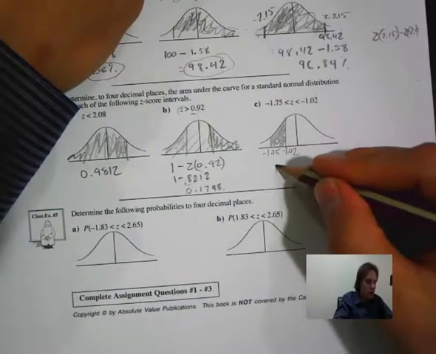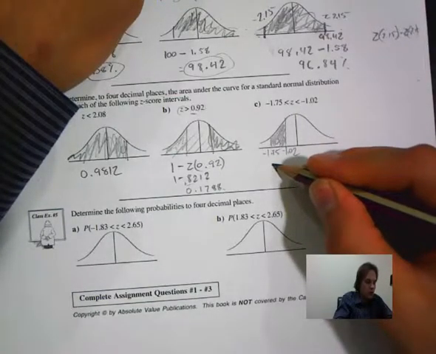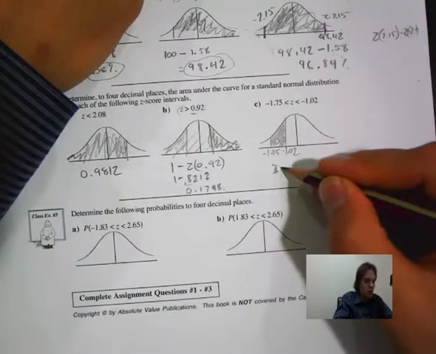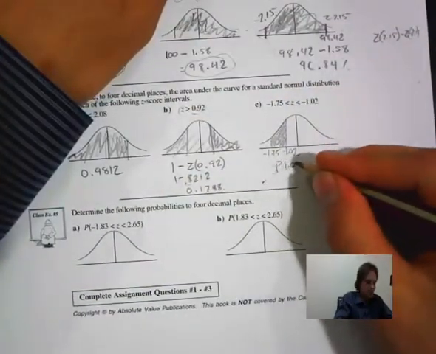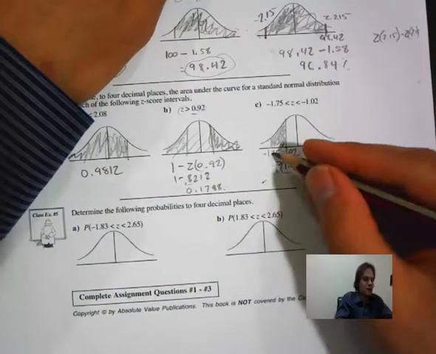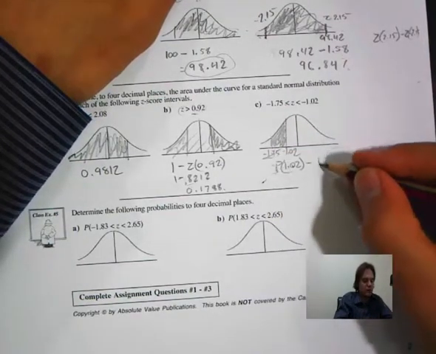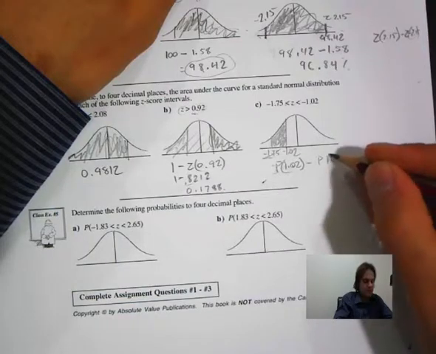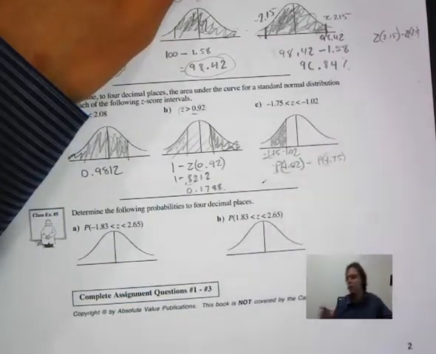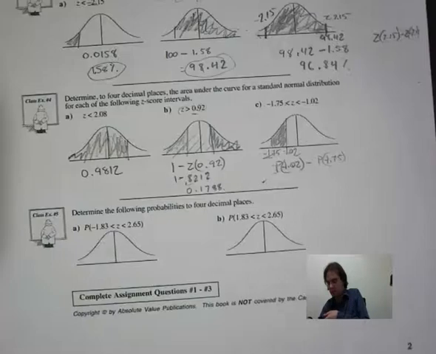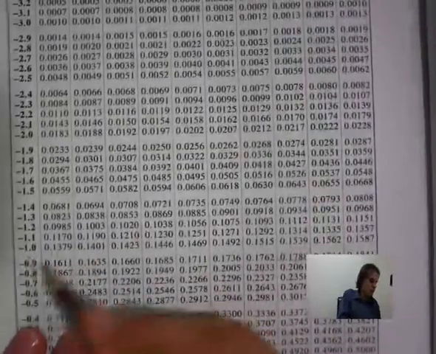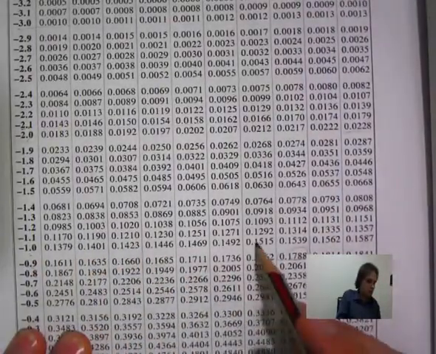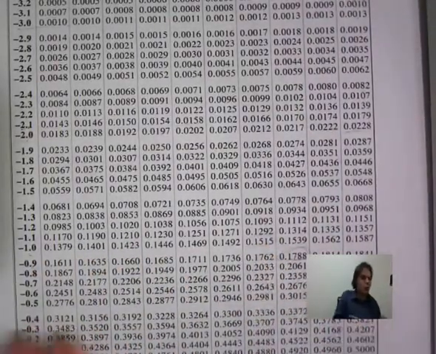So we're going to go probability of Z, just the probability of 1.02. Then we're going to subtract whatever the 1.75 is. And they're both negatives, right? So let's first look up the negative 1.02. It's right there, and I get 0.1515.